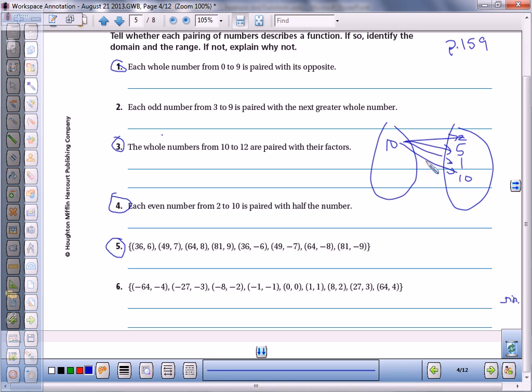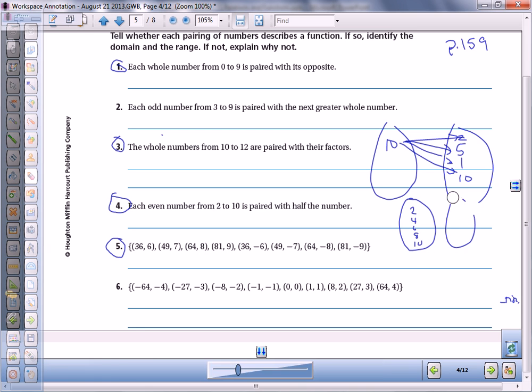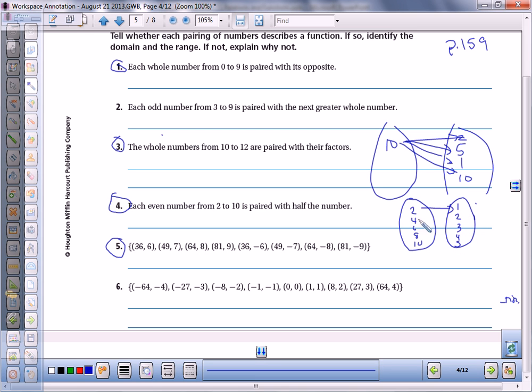Okay, number 4. Even numbers from 2 to 10 paired with half the number. So even numbers give me 2, 4, 6, 8, 10. And half would be 1, 2, 3, 4, 5. So they're paired this way. Is it a function? Yes. Okay, number 5. Function or not?